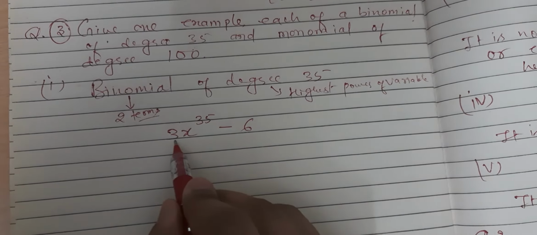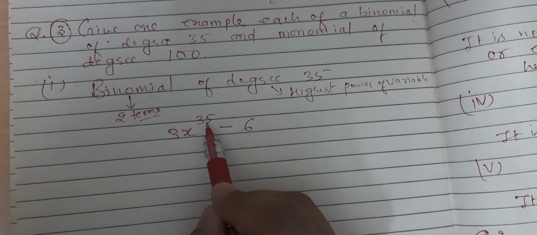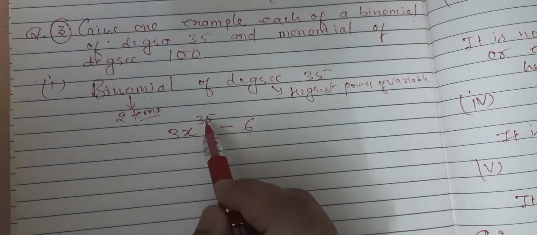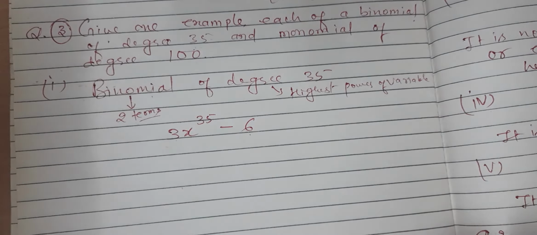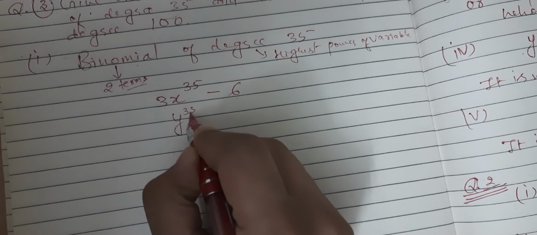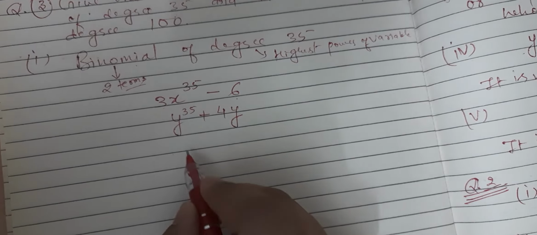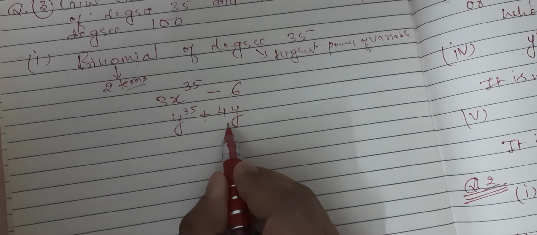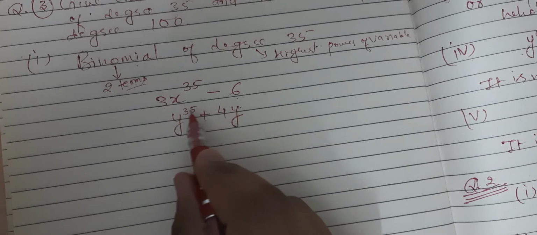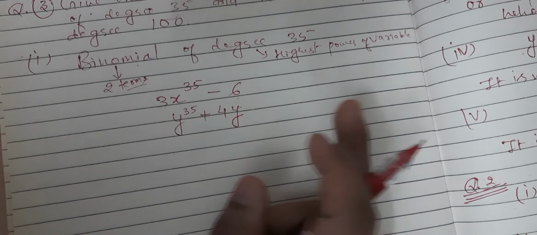Okay, see, there are two terms. Yes, so it's a binomial, and the highest power of the variable is 35, so the degree is 35. Okay, you can write so many examples. You can also write y raised to the power 35 minus or plus 4y. There are two terms, so it's a binomial, and the degree is the highest power, which is 35. So it's a binomial of degree 35.